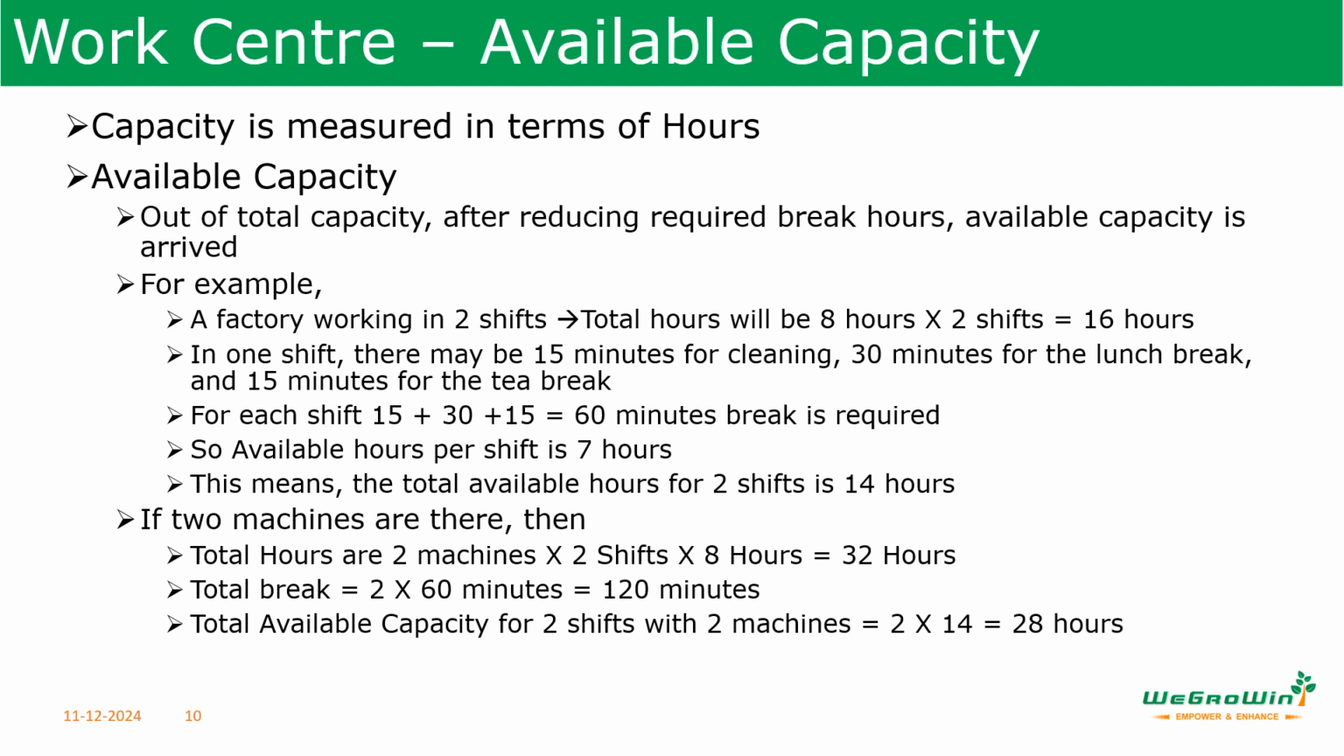If you have 2 machines, then we have to multiply this by 2, which means the total hours is 32 hours. For each machine we have the 60 minute break per shift, so we have 4 hours as break, and the total available capacity for 2 shifts with 2 machines is 28 hours, right? So this is one important point we need to understand. And then we have to consider the efficiency and the capacity utilization. Those things we'll discuss in detail when we talk about managing the work centers. Now this is the basic idea: there is a concept called available capacity.